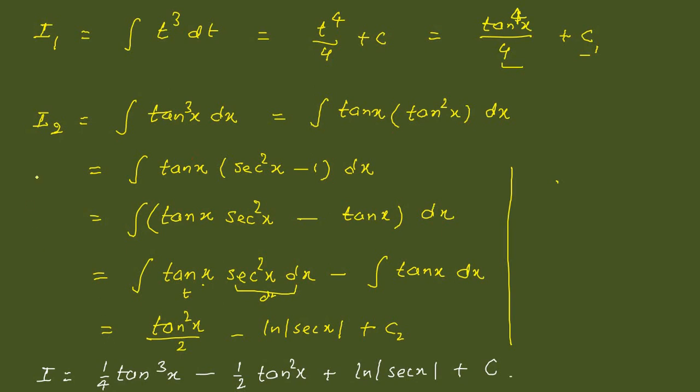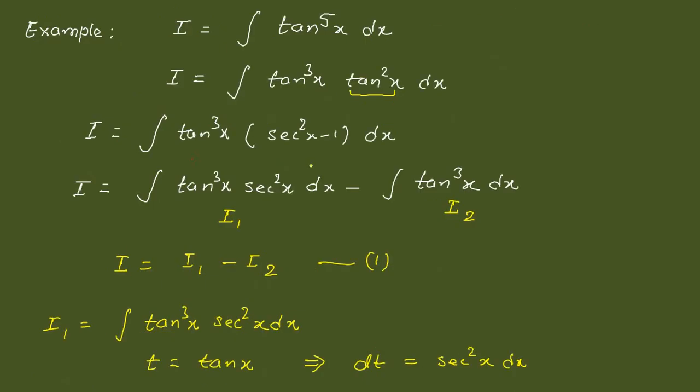So after just seeing this is I1 and this is I2, and we have to write I as I1 minus I2, so we can write this as the answer. So you can easily observe that whenever tan has a power, we have to just reduce that power and take the factor of tan square x in each step.